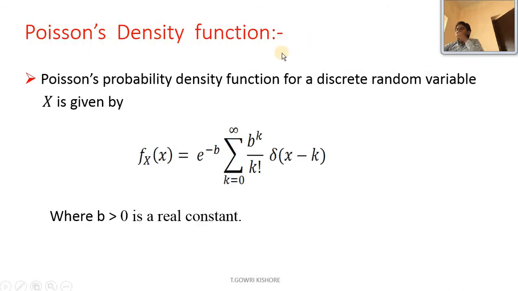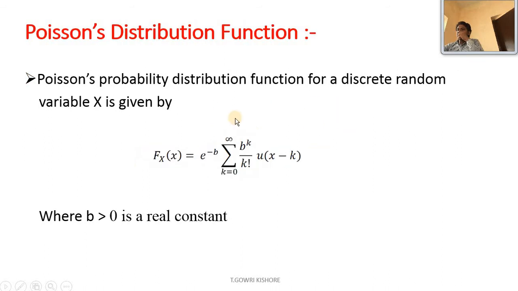Poisson density function. The Poisson probability density function for a discrete random variable x is given by f_X(x) equal to e^(-b) summation k equal to 0 to infinity b^k by k factorial delta(x minus k), where b greater than 0 is a real constant. So this formula represents the Poisson density function.